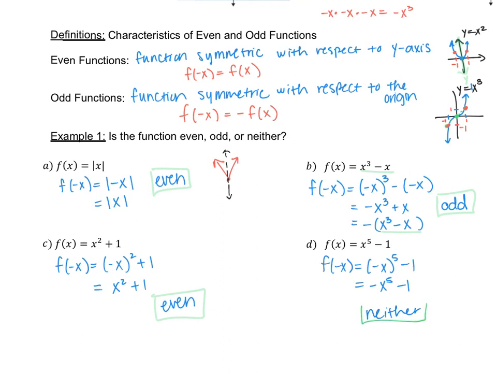And the reason why is because in order to be an even function, you have to result in the same function, and these are definitely not the same. In order to be an odd function, each term needs to be opposite signs of each other. So these two are opposite, but the other two weren't opposite. So in this case, this is a neither function.